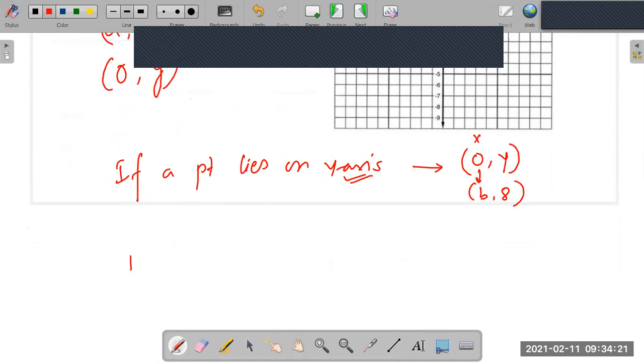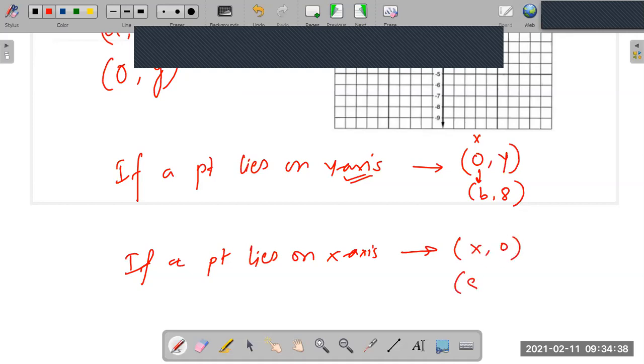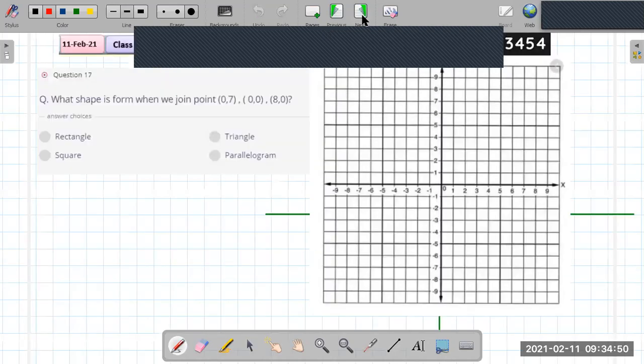Likewise, if a point lies on the x-axis, then its y-coordinate will be 0. So suppose the question is 8 comma m. What is the value of m? It has to be 0. Why? Because the point lies on the x-axis. That means it will have only an x value. The y will be 0. Okay, with that we move to the next question.